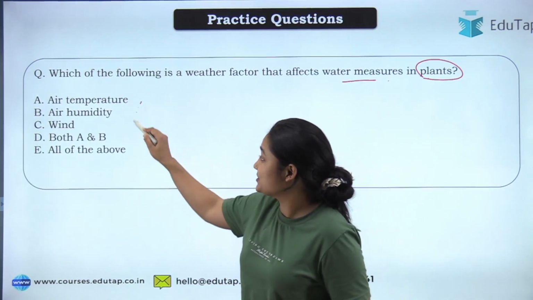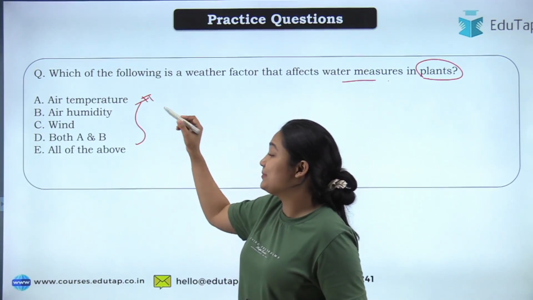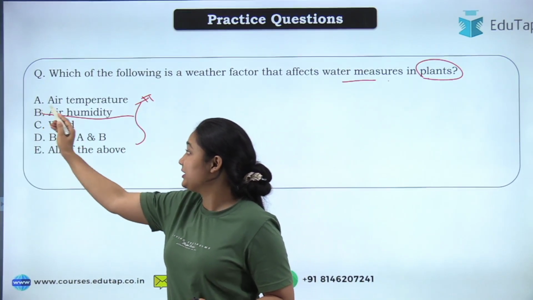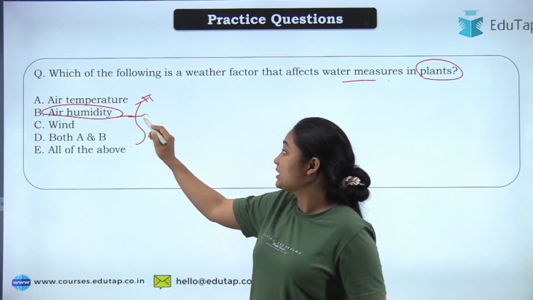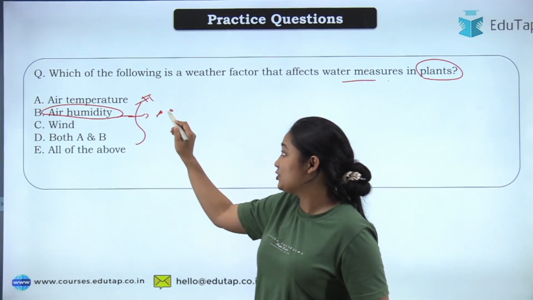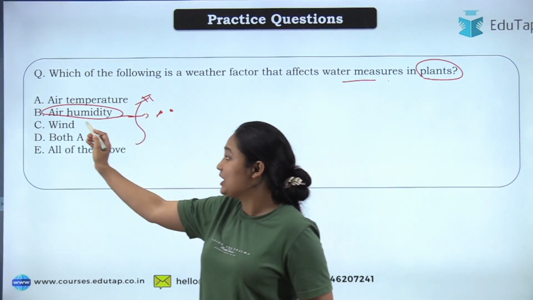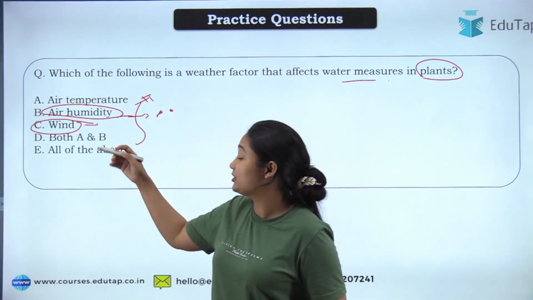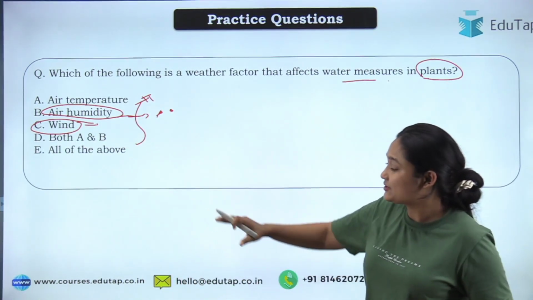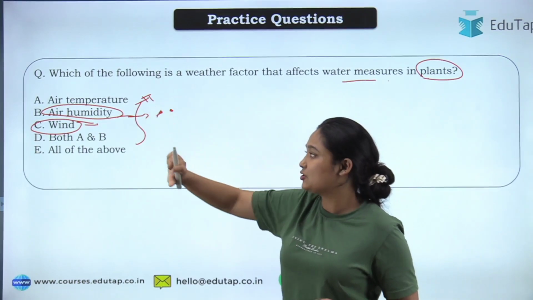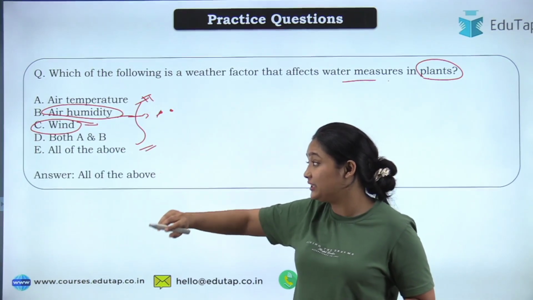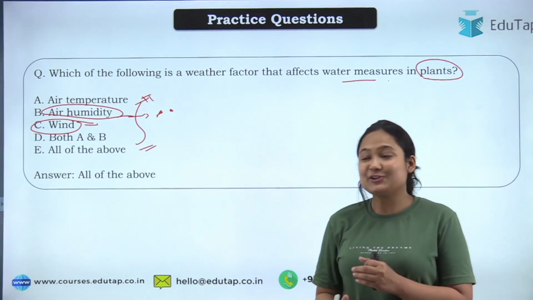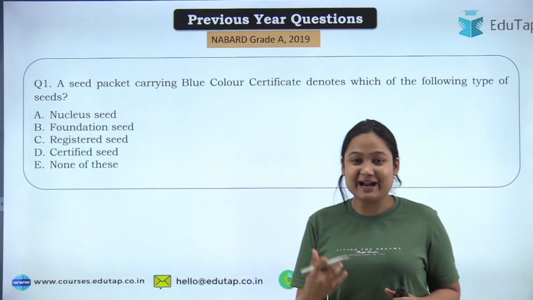Among the given options, air temperature controls the maturity of the plant and is a very important factor. Again, air humidity or relative air humidity controls the water uptake and stomatal pore opening, so it is very important. Wind controls the rate of transpiration or evaporation, so both transpiration and evaporation. So your correct option will be option E, that is all of the above are important for your plant. Now that is out of the way, let's start our lecture.